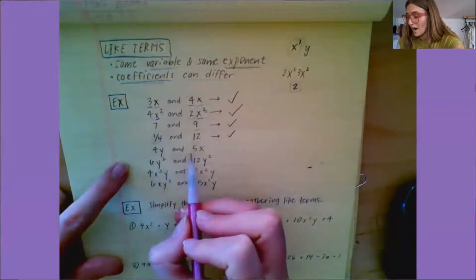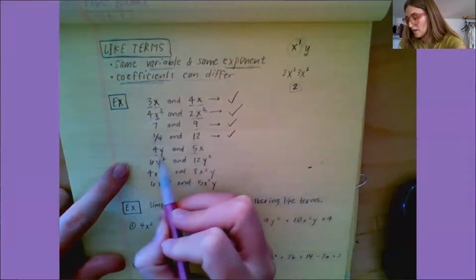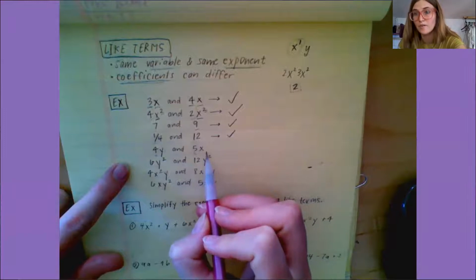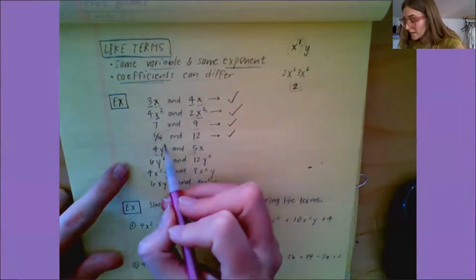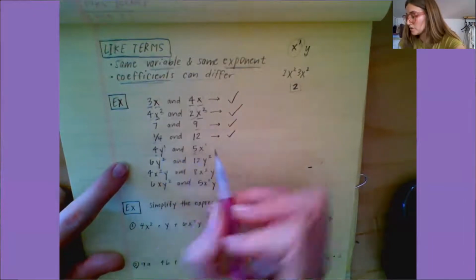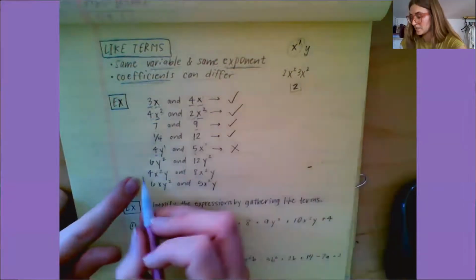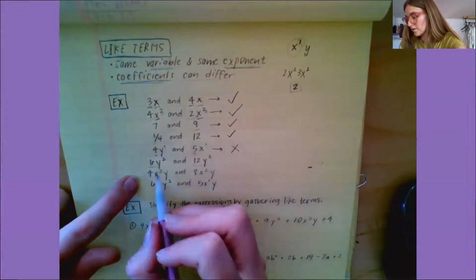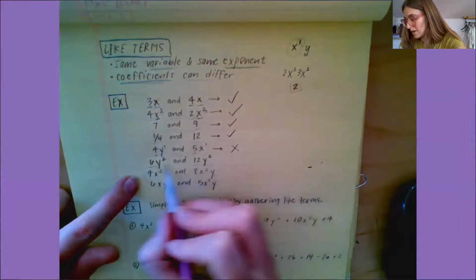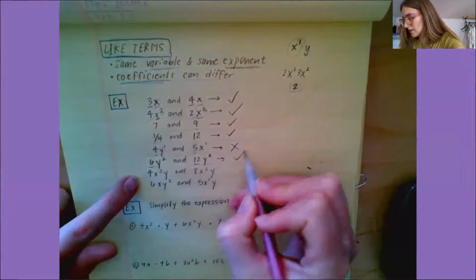Let's go to 4y and 5x. Their coefficients are different, but that's okay. However, we have y here and x here. So those are different variables. Same exponent, they're both raised to the power of 1, but different variables. So no, these are not like terms. Okay, we have 6y squared and 12y squared. Those y squareds are what we're looking at. Variables are the same, exponents are the same, coefficients are different. So yes, they are like terms.